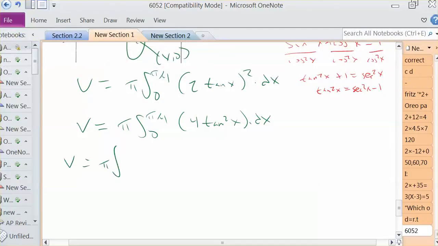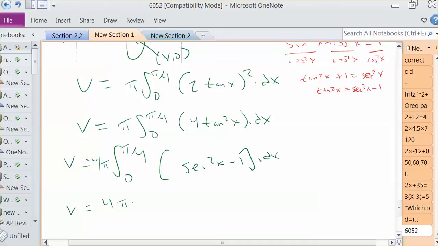So you have pi, integral from 0 to pi over 4, then it's going to be 4 times (secant squared x minus 1). And you know what? I should just move that 4 out. Let's put it right there. So secant squared x minus 1 times dx. Now hopefully you remember that the derivative of tangent is secant squared, so the antiderivative of secant squared is tangent. So we're going back to tangent again.